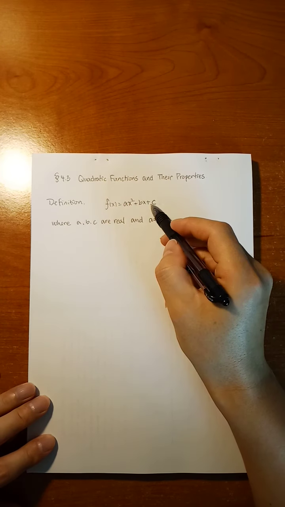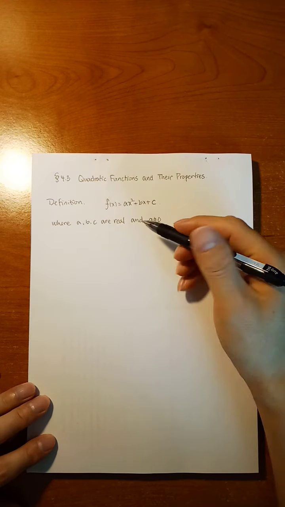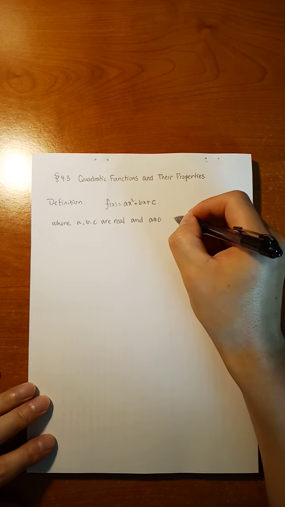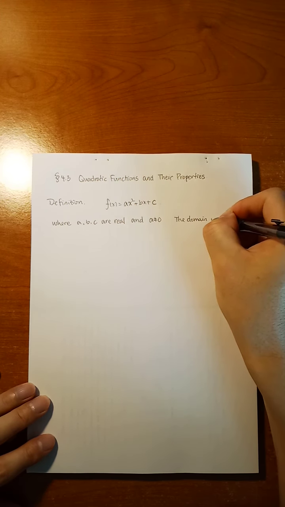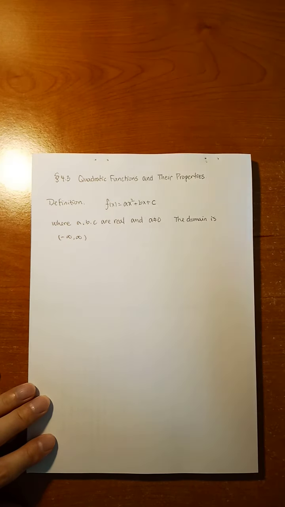Real means that they are constant numbers. If a is 0, you don't have the square term. It's a linear function. Okay, so this is a quadratic function, and the domain is the set of all real numbers. That's a definition. You can create your own quadratic functions.